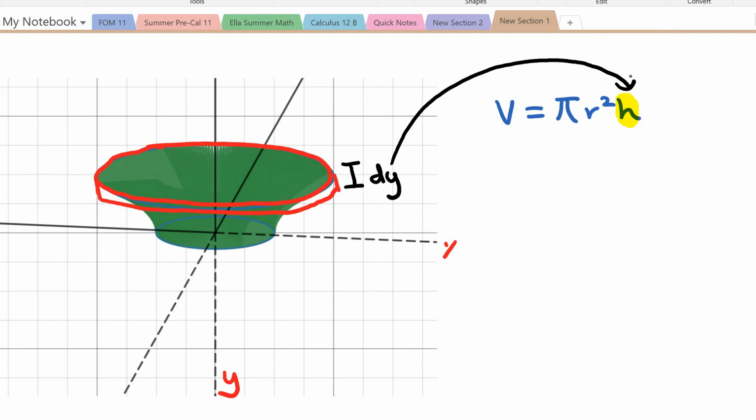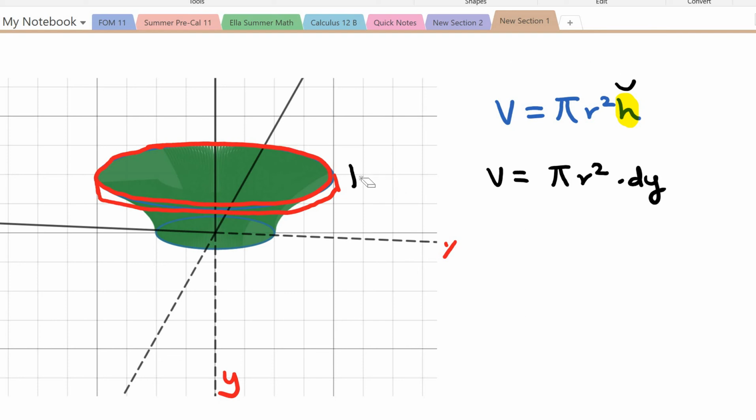So anytime you're rotating around the y-axis, h is dy. And if you're rotating around the x-axis, h is dx. That's a quick way to remember how to replace h in your formula. So volume will now equal pi r squared times dy. Great. Let me erase that.